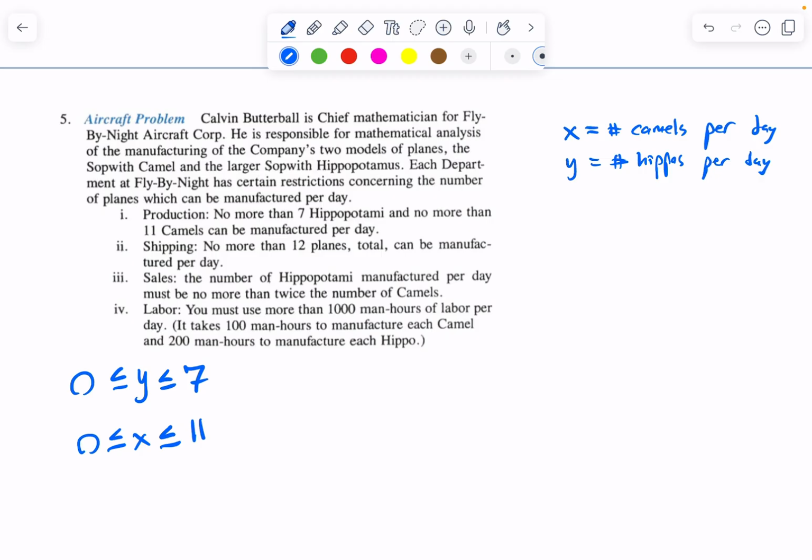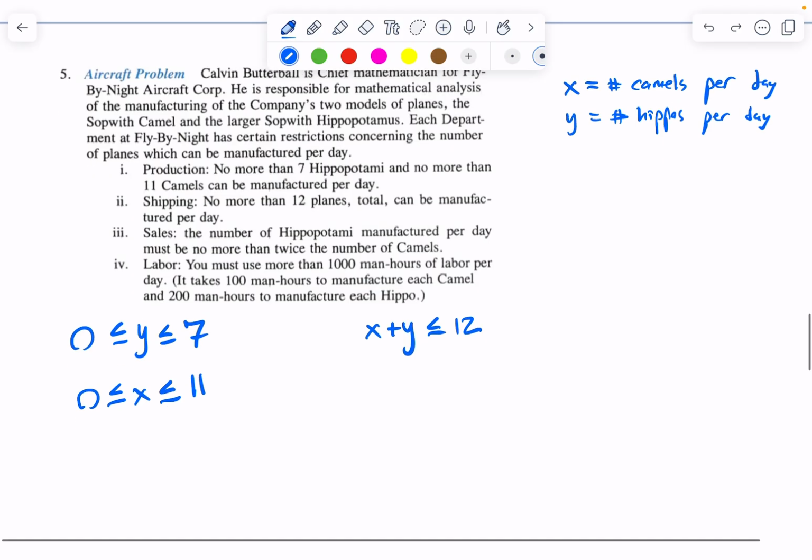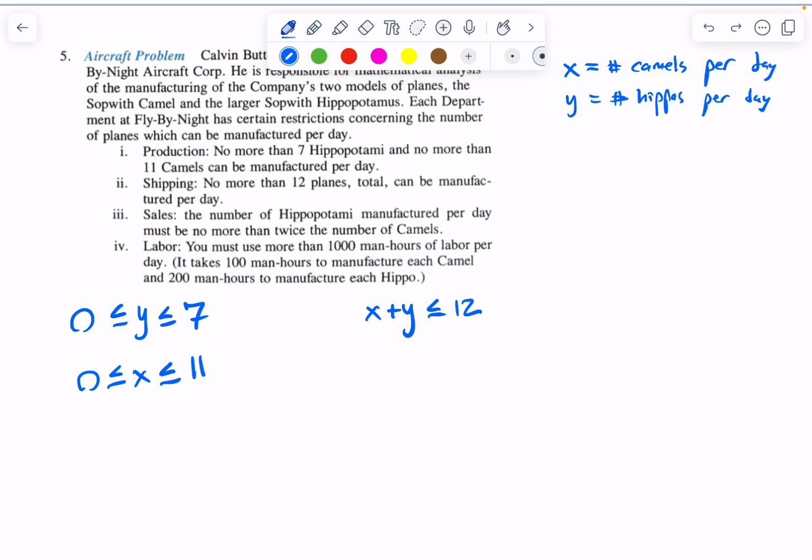Then it says no more than 12 total can be made. So x plus y is less than or equal to 12. We could say it's bigger than 0, but that's redundant because we already said x and y are bigger than 0. So then their sum is. Then we've got, you can't manufacture more hippos than twice the number of camels. So the number of hippos, that's y, is less than or equal to twice the number of camels, that's 2x.